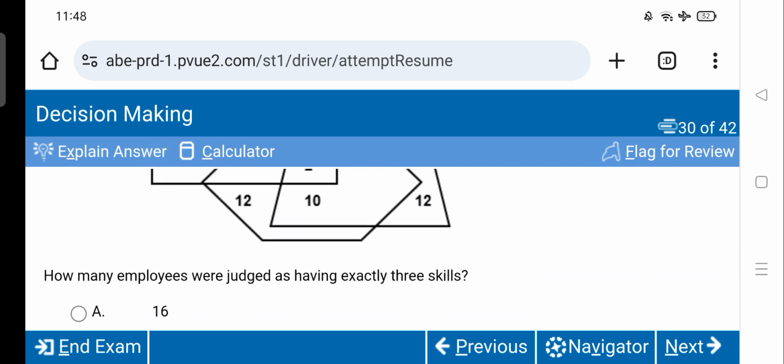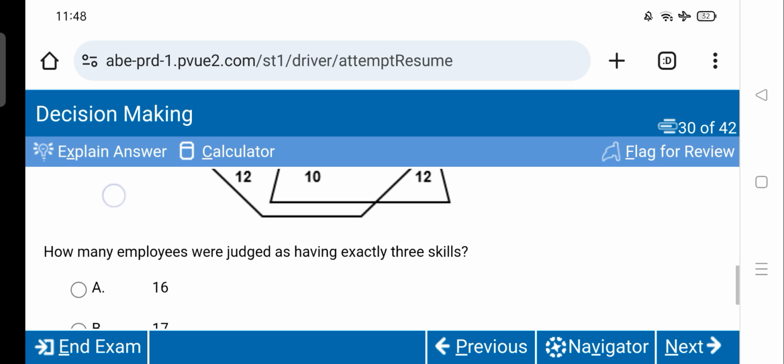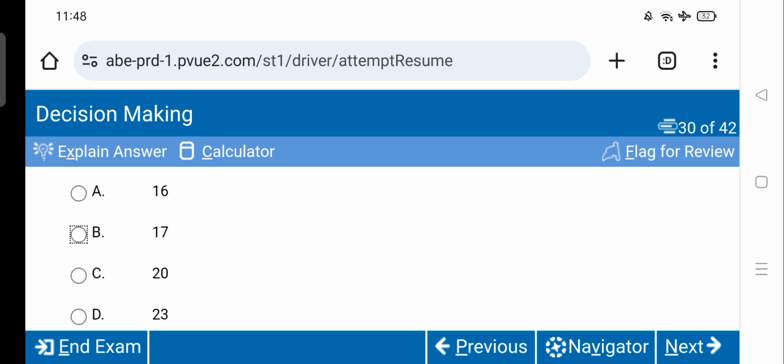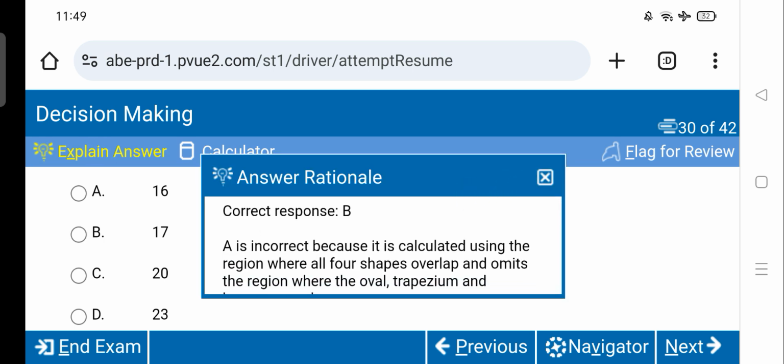So how many employees were judged as having exactly 3 skills? Option A 16, option B 17, and option C 20, and option D 23. So here we have the correct response is option B.